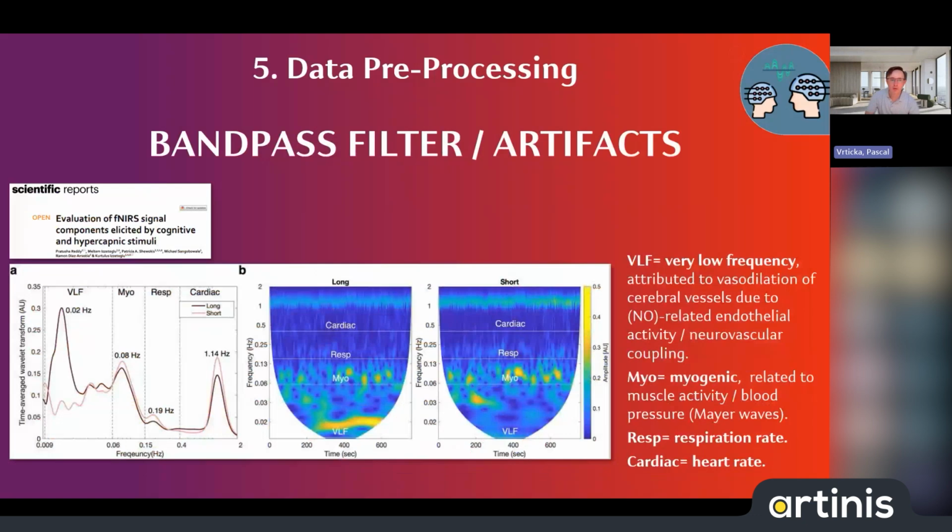The idea of having short channels, as I said before, is that you can hopefully get rid of some of the physiological artifacts that you don't want to have in the data. And this is quite a nice paper that has looked at this, because on the left in panel A, it has the time averaged wavelet transforms for long channels in dark color and short channels in brighter color. And so you can see which of the motion artifacts are actually quite nicely captured by the short channels.